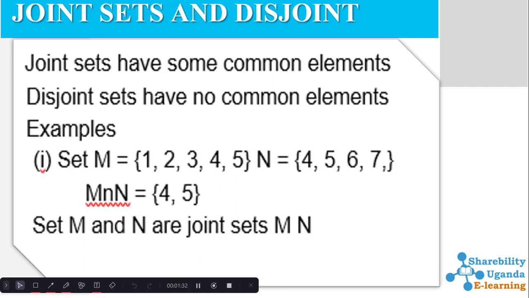Our topic is joint sets and disjoint sets. What we have to understand is what a joint set means, and also what disjoint sets mean. When we talk about joint sets and disjoint sets, the concept is sets, as we have been looking at them. What comes to your mind when we talk about joint sets and disjoint sets? I hope someone has an idea.